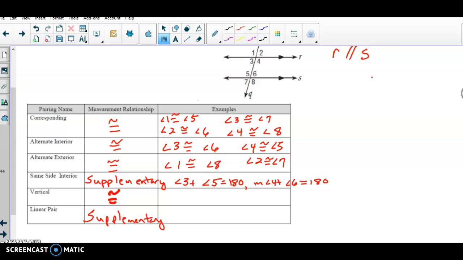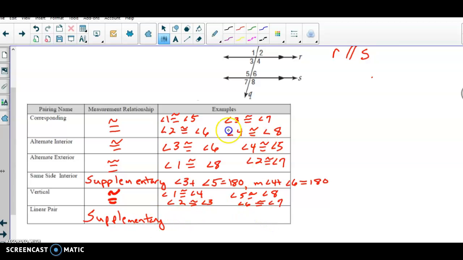And so if we just look at the drawing up here, our vertical pair angles would be 1 and 4, 2 and 3. So angle 1 is congruent to angle 4. Angle 2 is congruent to angle 3. We've got grouping down here. We can do the same thing. Angle 5 is congruent to angle 8, and angle 6 is congruent to angle 7. That's just reviewing what we did in Chapter 1.